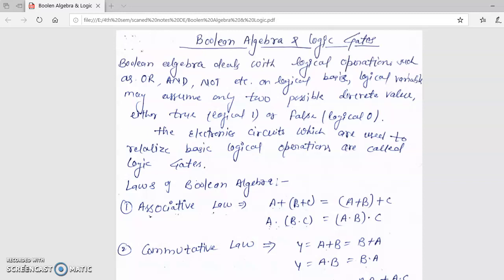Boolean algebra deals with logical operations. What is a logical operation? Logical operations such as ORing, ANDing and NOT gate on logical basics. Logical variables may assume either two values, that is true or false, or we can say it is logical 1 and logical 0.